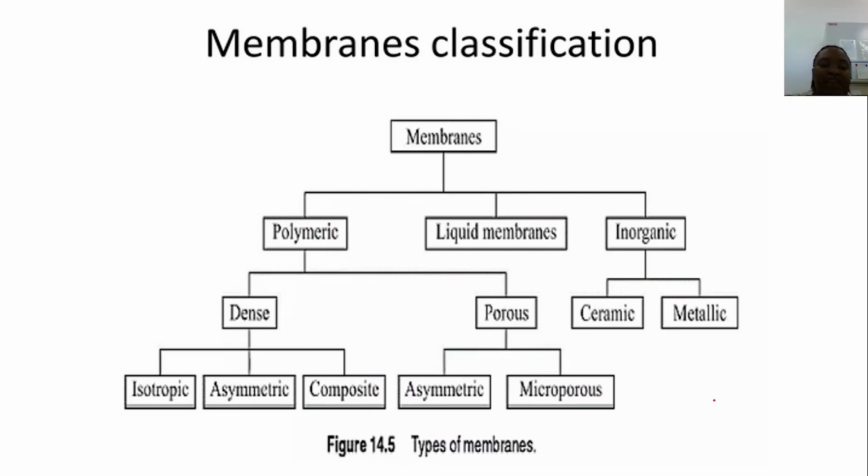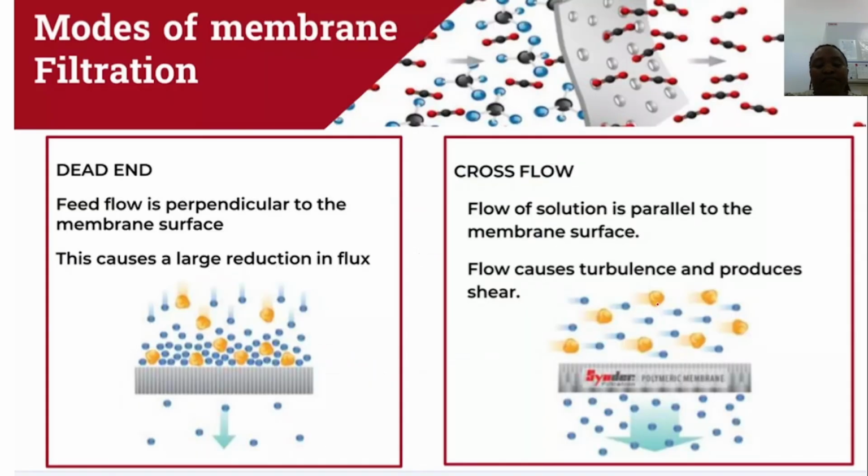So this is a schematic classification of membranes. We have organic, which includes the polymeric ones and the liquid membranes. We can have dense, which can be further classified into isotropic, asymmetric, and composite. Then we have porous polymeric substances, which are asymmetric and microporous. Then we have the inorganic ones. We talked about them being metallic and also non-metallic, like ceramics.